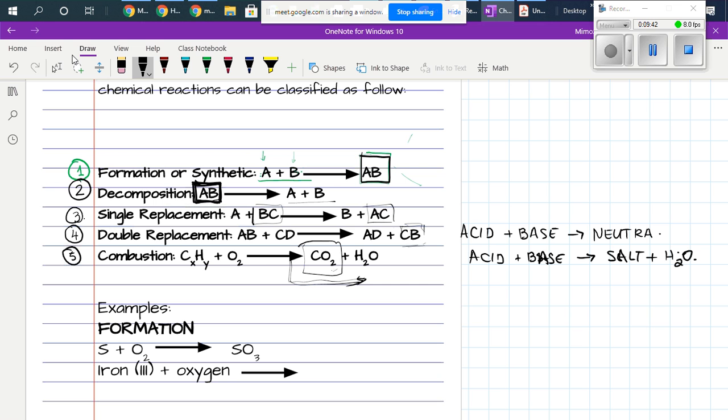Or a couple is dancing on the floor, and then one comes and replaces the lead of that couple that is dancing. Or two couples are dancing on the floor and they switch partners. And combustion is combustion. Okay, do you have any questions?